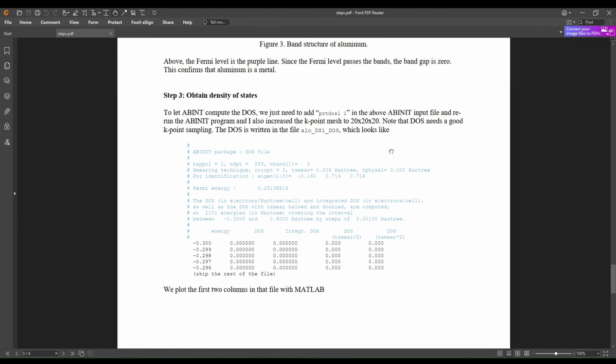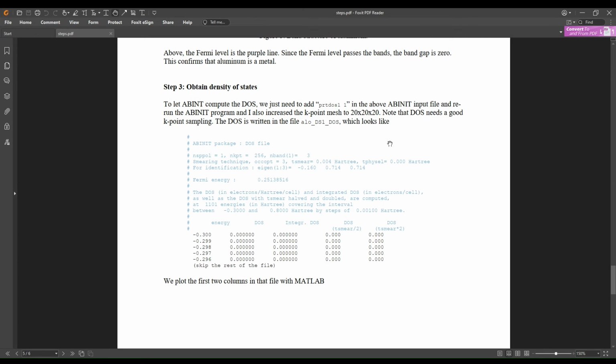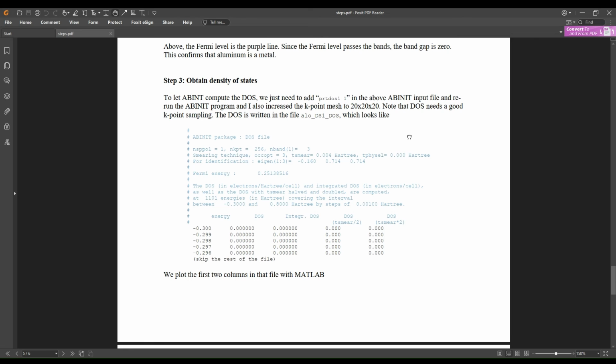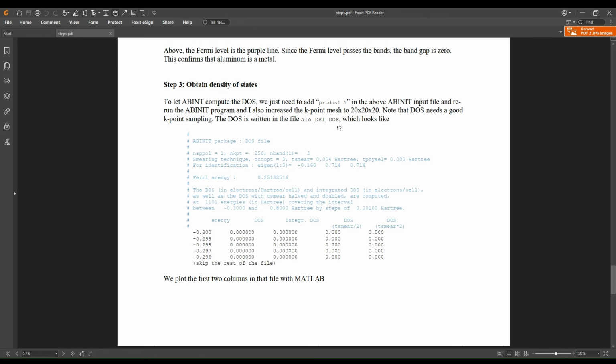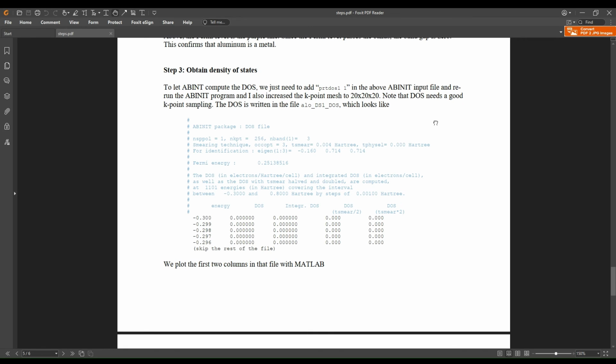In the third part, we discuss how to calculate the density of states. It's straightforward to calculate the density of states in ABINIT. You just need to put this prtdos keyword in the input file. And one thing I want to point out is that the graph of the DOS is sensitive to the number of key points. So that's why I increased my key point mesh to 20 by 20 by 20 in the calculation.